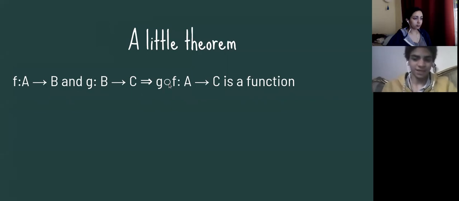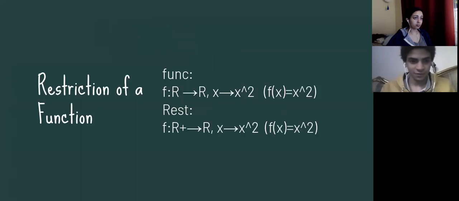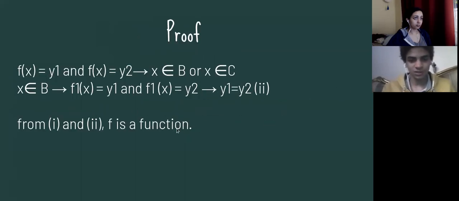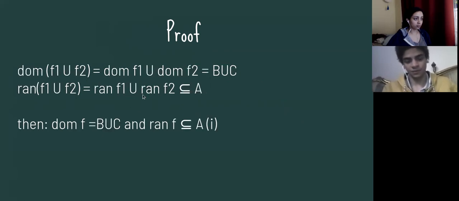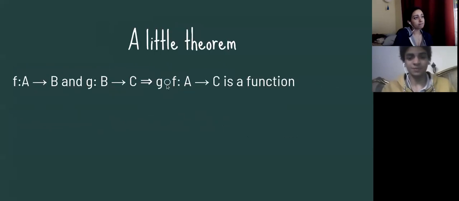So, when I say it's a function, what I mean is that these two conditions that we have proven before apply. So if I have f of x equals y1, f of x equals y2, then y1 necessarily equals y2. And this thing right here, that the domain of f equals the B union C and range of f is a subclass of A, that told me that this is not just a graph, this is a function. Now, the statement here is that the same exact conditions apply to G composite F. So as usual, you'll have some time to think of why this can be true.